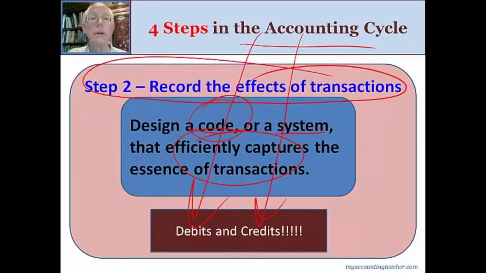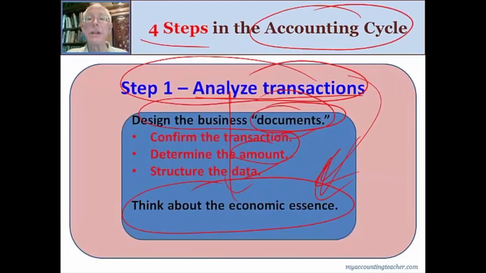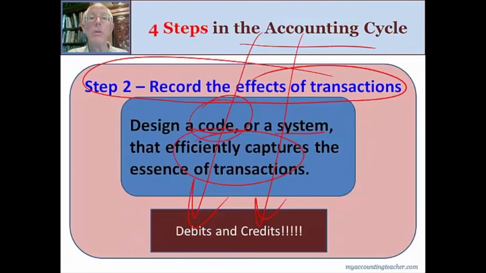Let's review them. Step 1, analyze transactions, meaning determine the economic essence of what just happened and make sure you've got a system in place that captures this economic essence. Step 2, record the effects of the transactions. You better have a code in place. In accounting, that code is debits and credits.